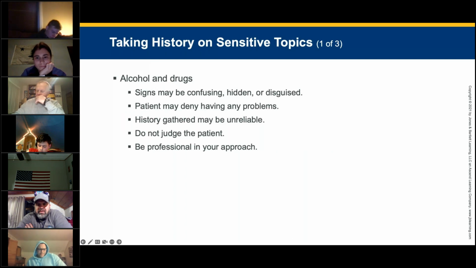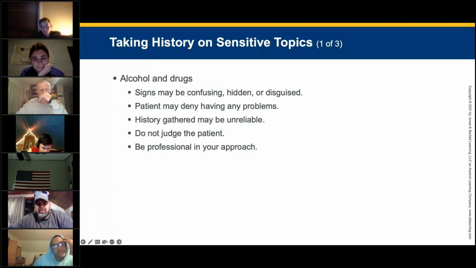Sensitive topics. Unfortunately, this is something we deal with, and we deal with it a lot. And you've got to be comfortable talking to patients about things that are sensitive. So, alcohol and drugs. Some of the signs might be hidden, disguised, confusing. The patient might deny it. The history that you've gathered from them might not be reliable. Don't ever judge the patient. Be professional.